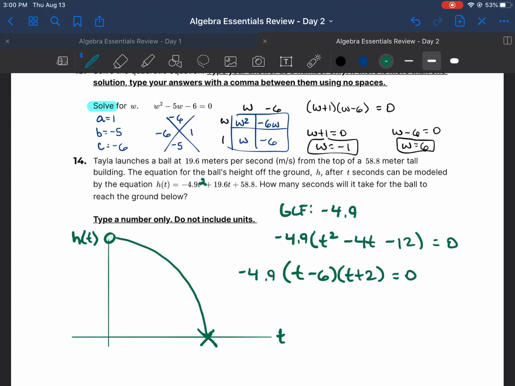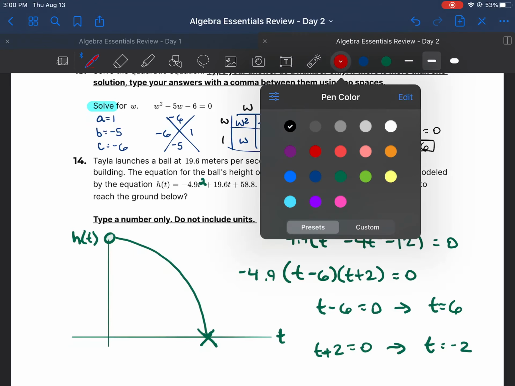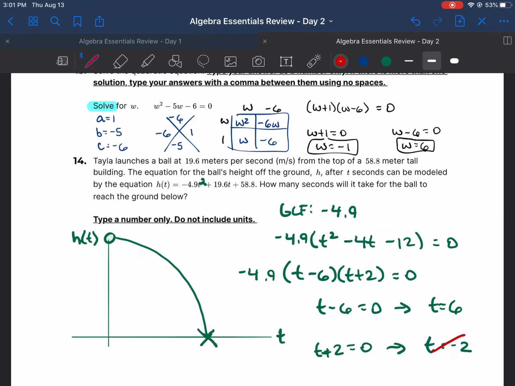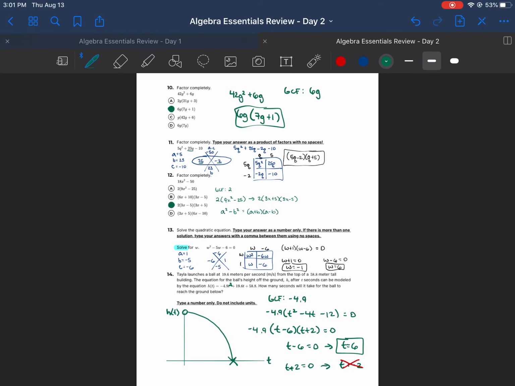And then we could take those two factors and we could set them equal to 0. So t minus 6 equals 0. T plus 2 equals 0. Well, this would tell us that t equals 6 seconds, and this would tell us that t equals negative 2 seconds. But which one doesn't make sense? Well, when we think about it here, we can't have a negative time. So we're going to take t equals 6 seconds.